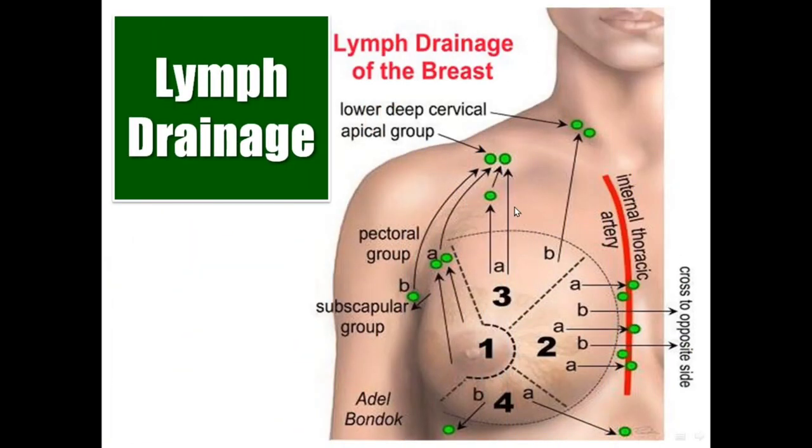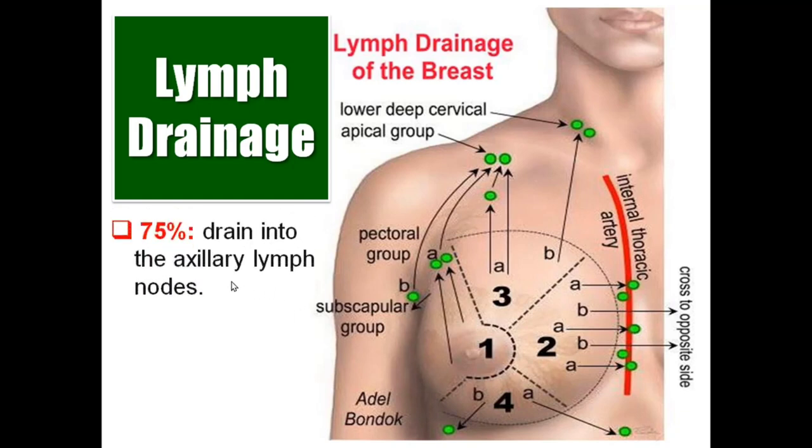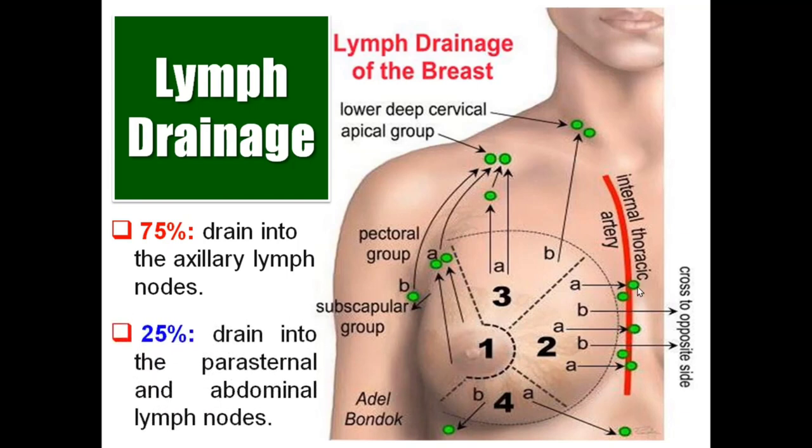And then we'll talk about the lymph drainage of the breast. The breast is divided into four zones: central and lateral zones, medial, upper, and lower. 75% of the lymphatics drain into the axillary lymph nodes. The other 25% drain into the parasternal lymph nodes and abdominal lymph nodes.